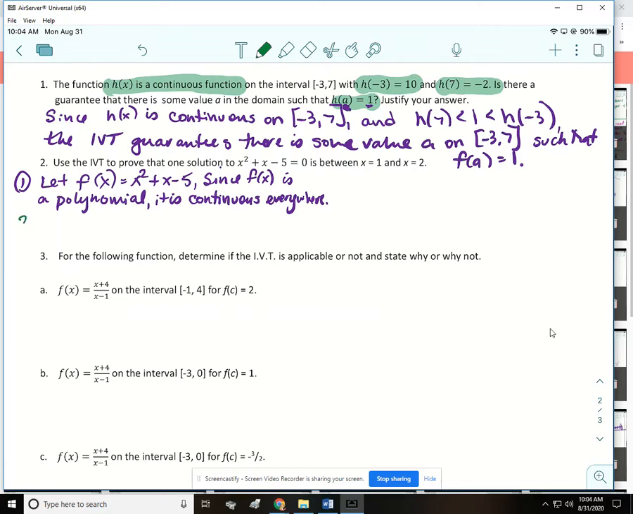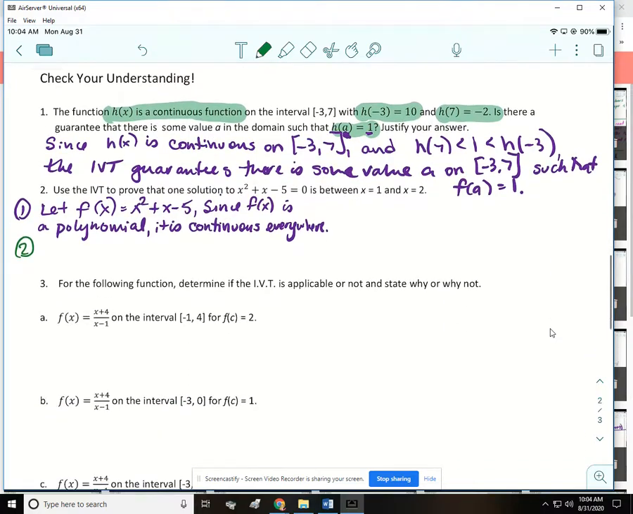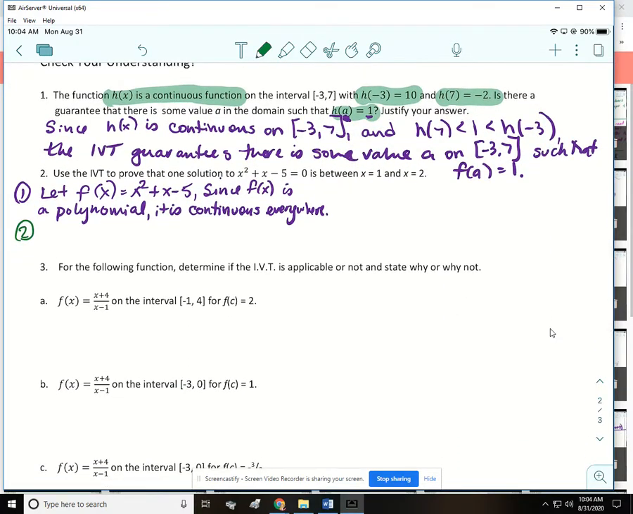Okay, and let's look at number 2. Number 2 says to identify f of a and f of b. So even though this is not written as an interval, a is going to be 1 and b is going to be 2. So f of 1, we'll just take 1 and plug it in for all of our x's. So we'll square it, add it, and subtract 5 from it, and we're going to get negative 3.